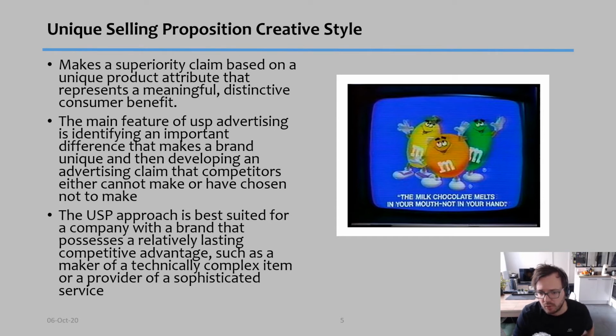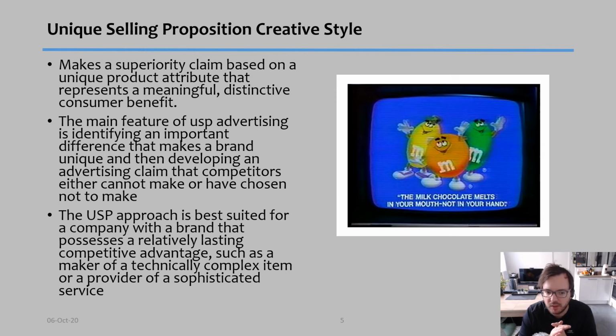And at the same time, no other brands could make this claim as well, because they were also the first ones to make it. So the main feature of the USP or unique selling proposition advertisement is identifying an important difference that makes that brand unique, and then developing an advertisement claim that the competitors cannot make or have chosen not to make. So this is exactly the same thing. M&M's developed a unique selling proposition, and then they made advertisement saying that they were the only ones. As you can see, they're the chocolate that does not melt in your hand. The unique selling proposition approach is best suited when?